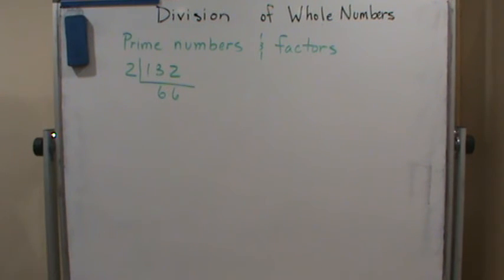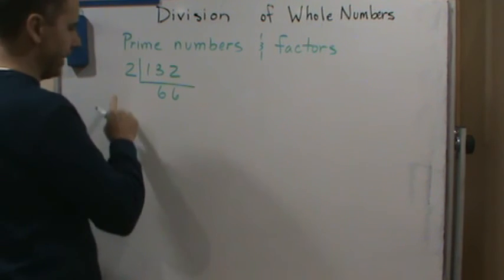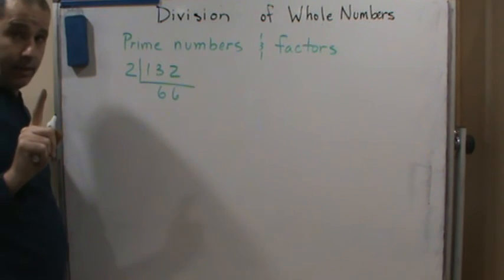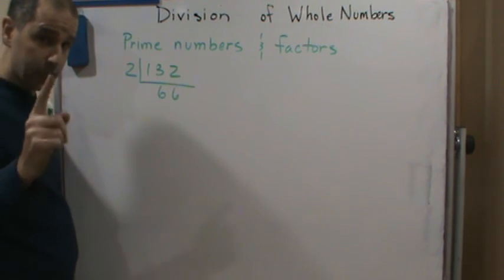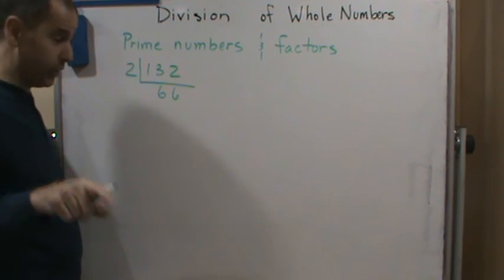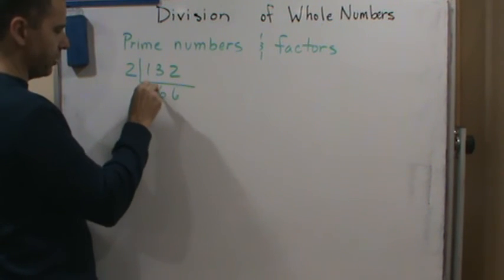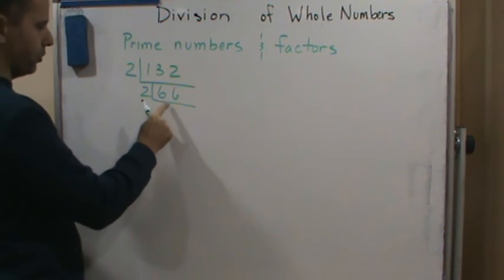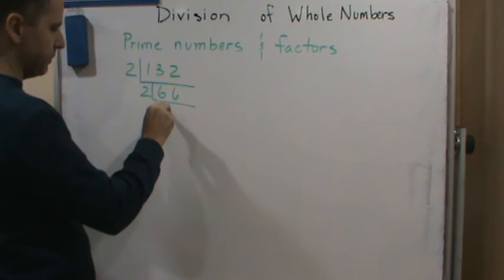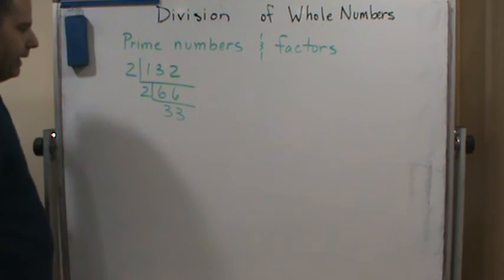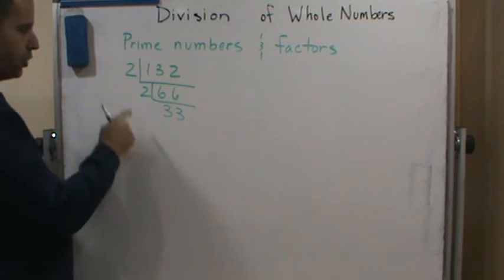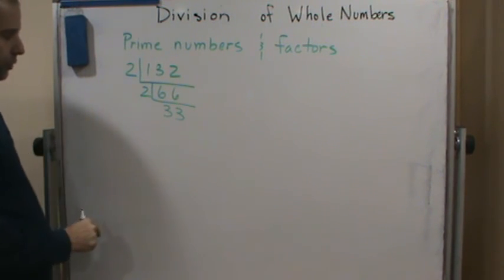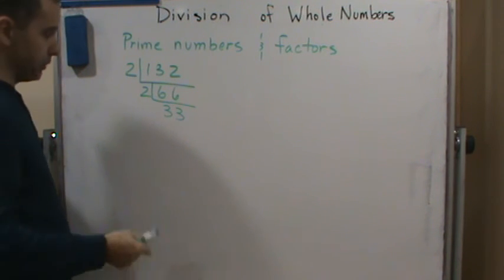Okay, so now it worked. Now, I continue with 2 until I can't divide by 2 anymore. So 66 is even. So I can divide by 2 again. So I'm going to put 2 here. So 2 goes into 66, that leaves me 33. Now I'm done with 2. There are no more prime factors of 2. So now I go to the next prime, which is 3.